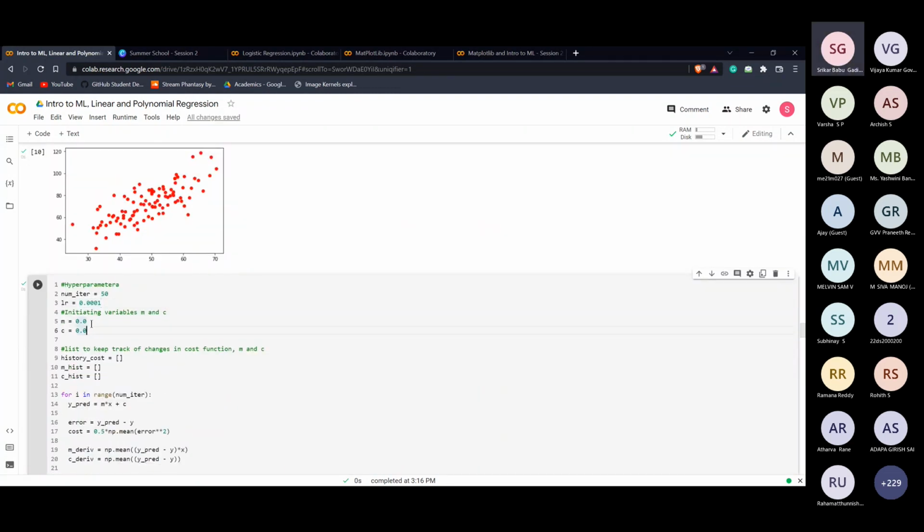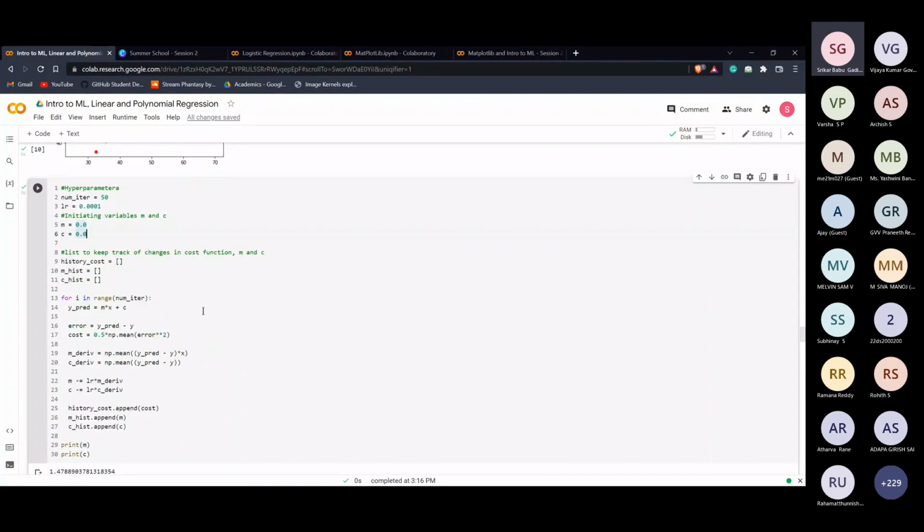And I'm initializing my slope. The curve I'm considering here is y equals mx plus c. M is my slope, C is my intercept. I'm initializing M to be 0, and C also to be 0. These are 3 lists which keep track of the cost function, the slope, and C. That means the lists are updated based on how my M, C, and cost function values change. We will see why I've done this later on.